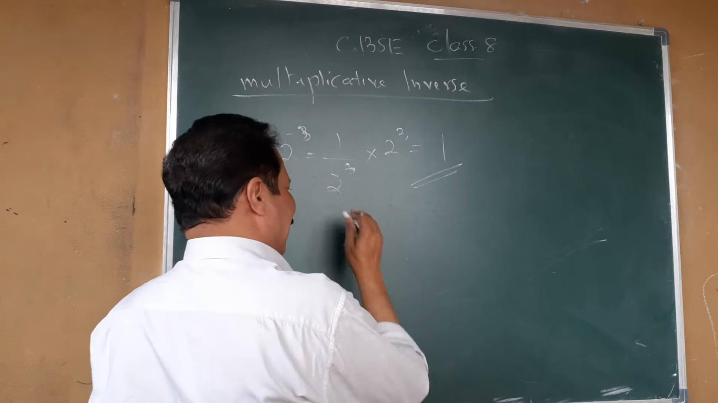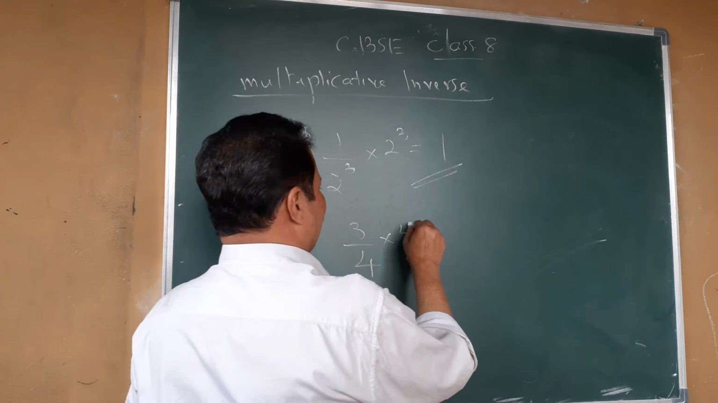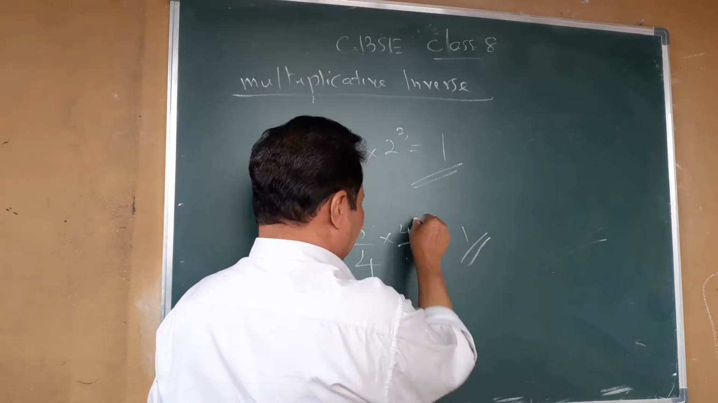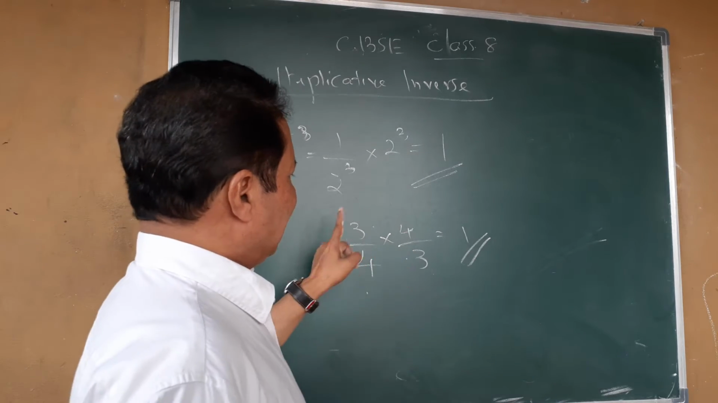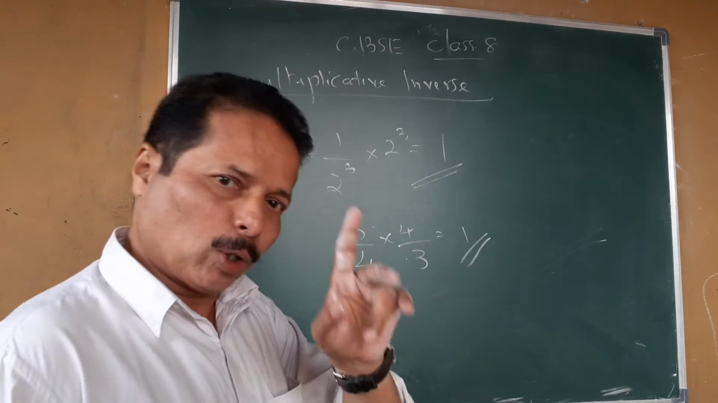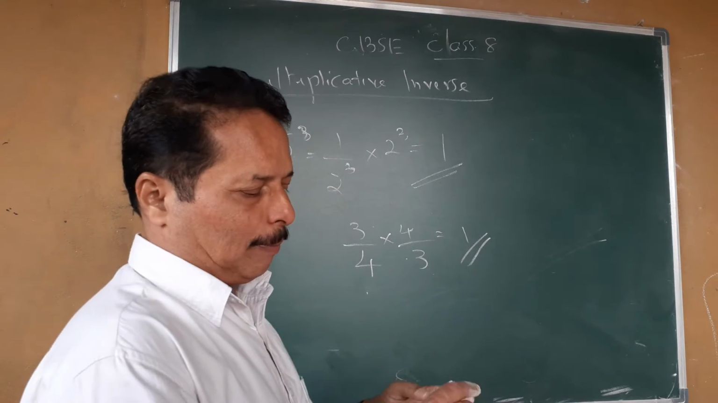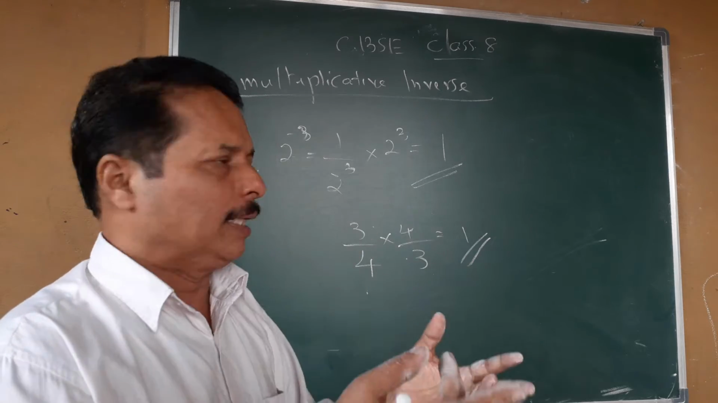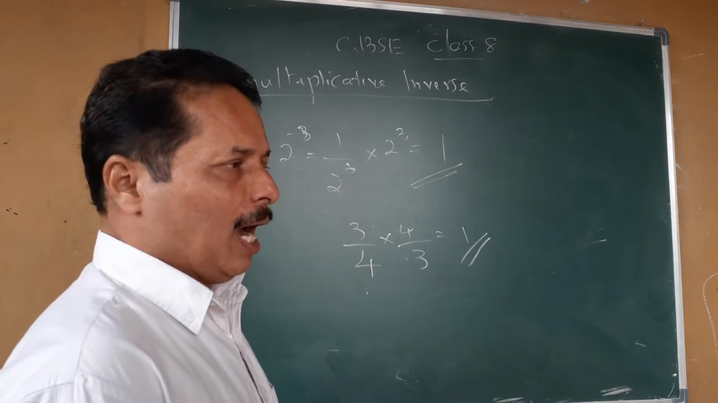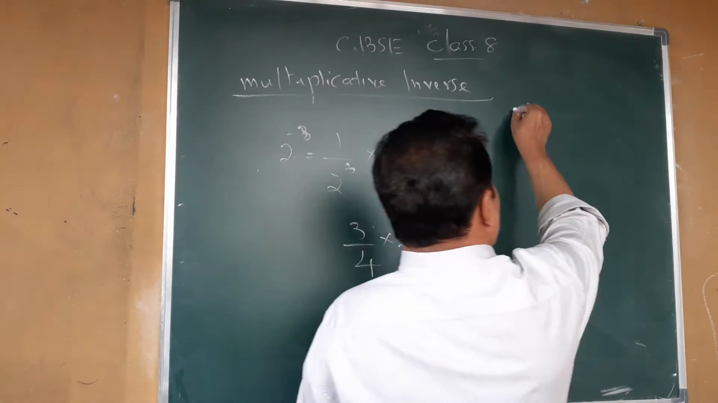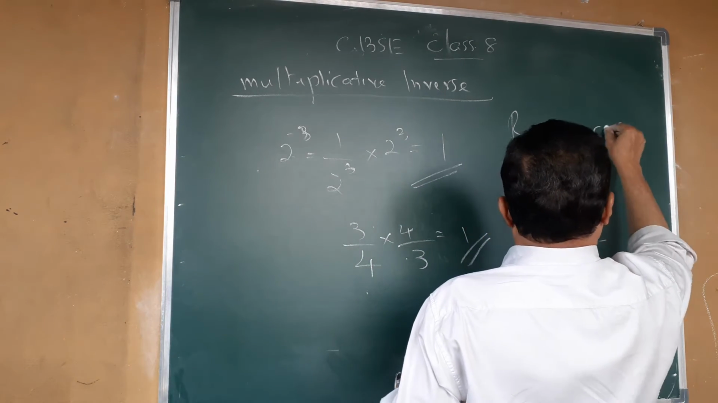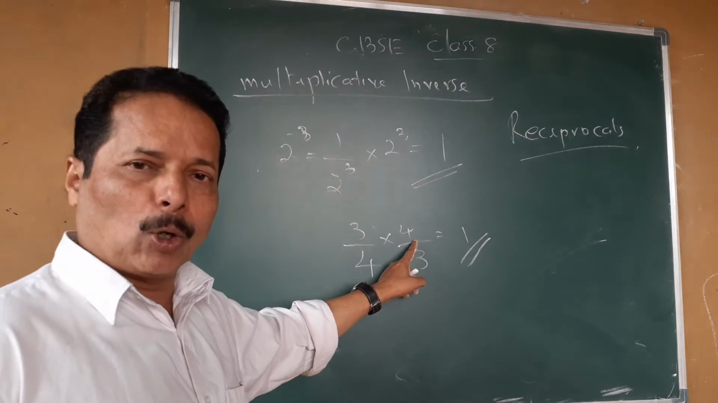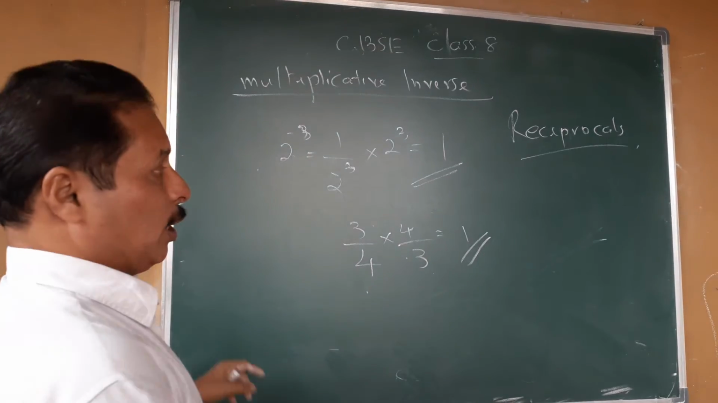For example, 3 by 4 is a fraction. If you multiply it by 4 by 3, that is multiplicative inverse. You get 1. Okay. So 4 by 3 is the multiplicative inverse of 3 by 4. Already you studied that. A number multiplied by another number, you get 1. Then the numbers are multiplicative inverse to each other. Otherwise, you may call them reciprocals. Already you studied reciprocals. Okay. 3 by 4 is the reciprocal of 4 by 3 and 4 by 3 is the reciprocal of 3 by 4.